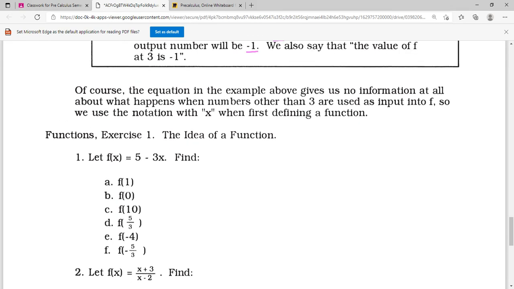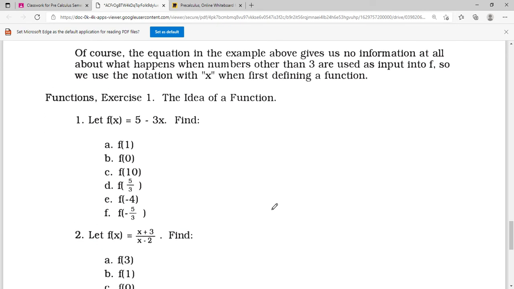Of course, the equation in the example above gives us no information at all about what happens when numbers other than 3 are used as input into f, so we use the notation with x when first defining the function. All right, so this part's your homework. It's going to be the exercises for functions, exercise 1, on your worksheet. I'm going to go ahead and do this first one for you.